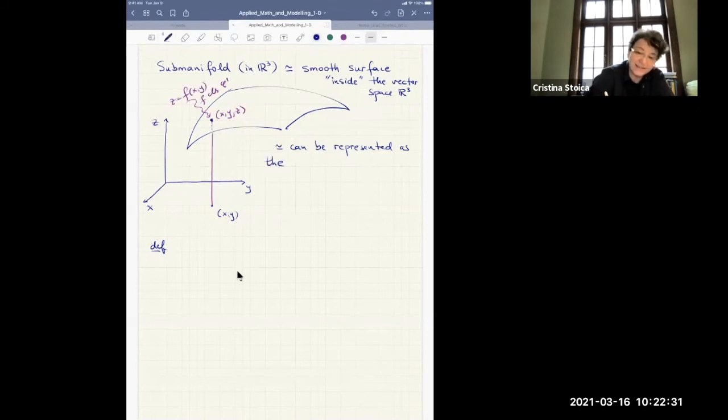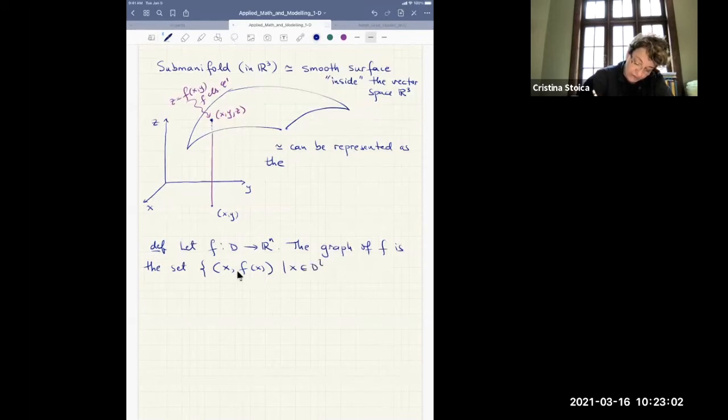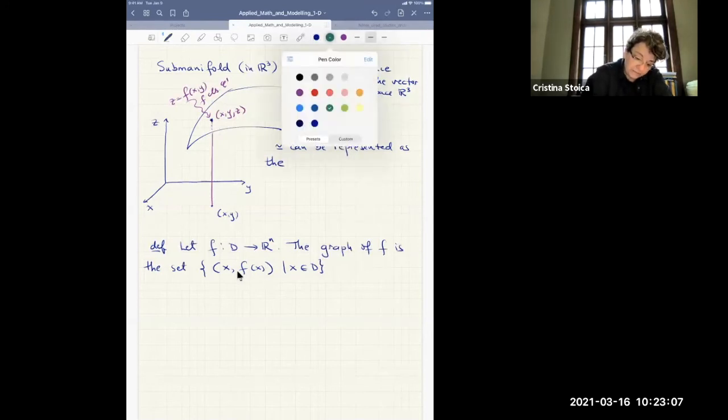the graph of a function. But first I have to define what the graph of a function is. Let f be defined on a domain, going to some codomain, let's say Rn. The graph of f is, by definition, the set of pairs (x, f(x)), where x is in the domain. So what we see in this picture of mine is really nothing else but this.